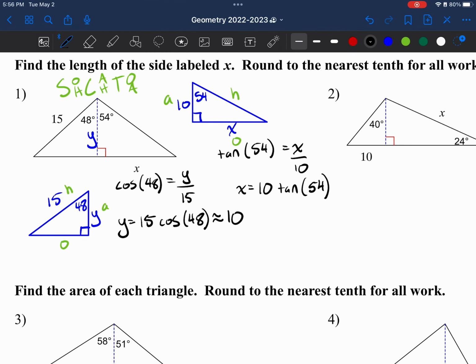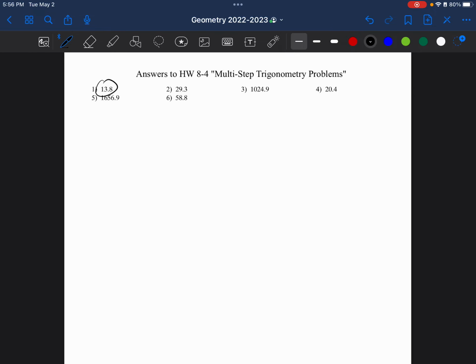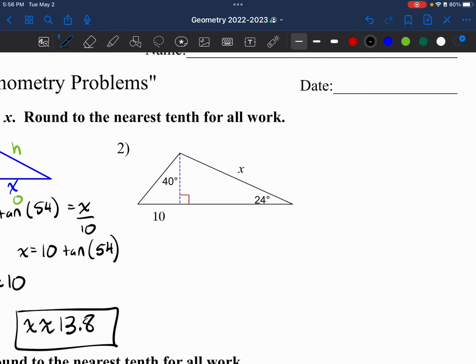So x is approximately equal to 13.8. Let's check the back to see if we got it. 13.8. Excellent. Moving on to number 2. Come on, iPad. In number 2, I'm starting with what I know. I know this 10, and I need to get x.